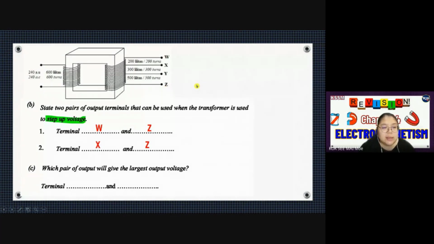Okay, so this one is another example for transformer. They don't want to let you do the calculation. They just show you all the turns. Then you need to find out which one go to which one is until what, how many turns.